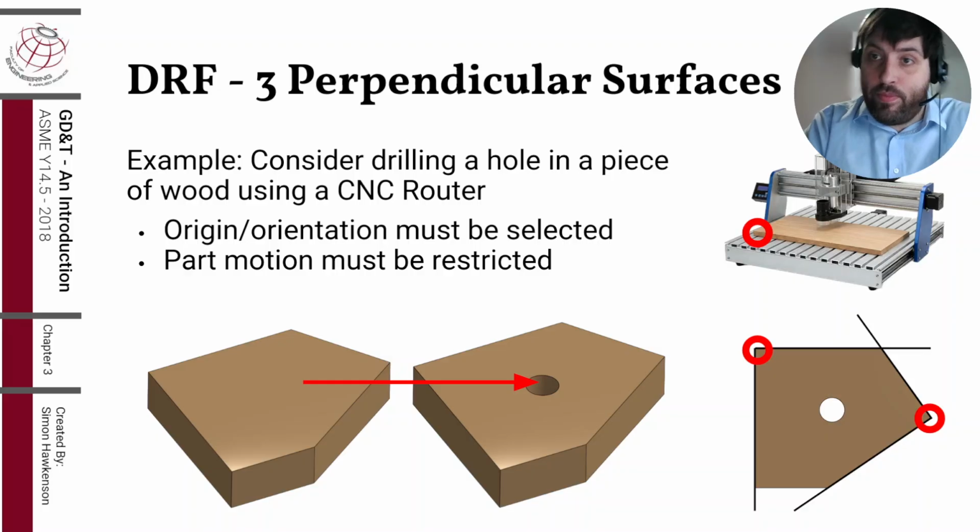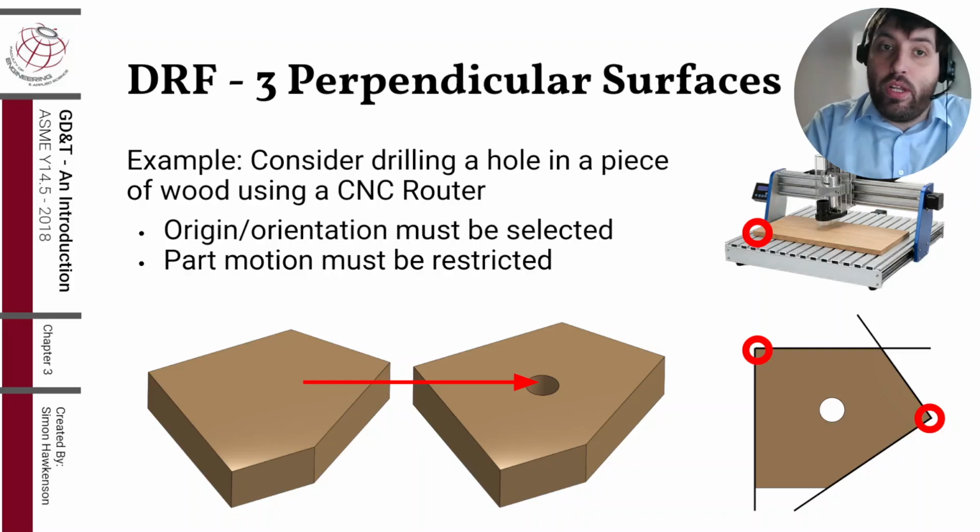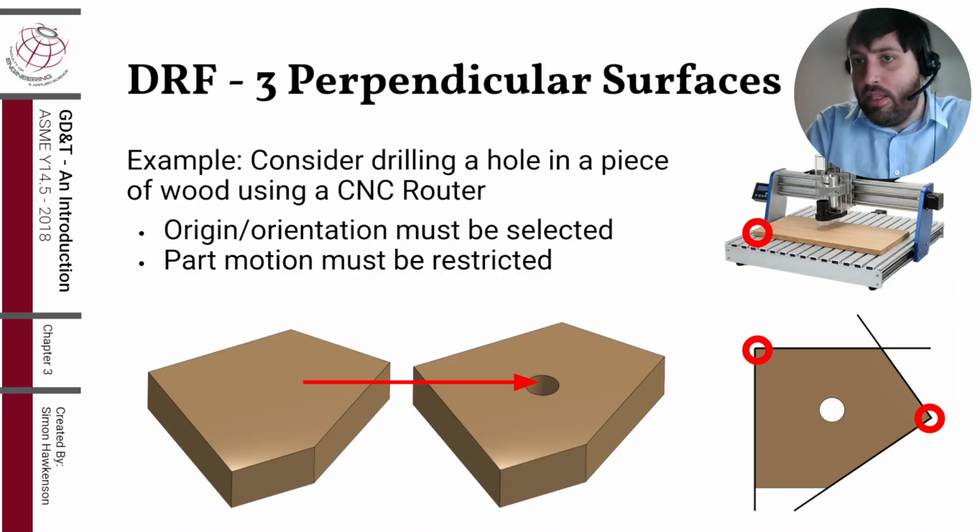So for what we have on the screen here, let's say you have a piece of wood on the left. You have this piece of wood, and you want to drill a hole in a very particular location of the part. And your tool of choice is a CNC router. So you can see here, this is a CNC router.